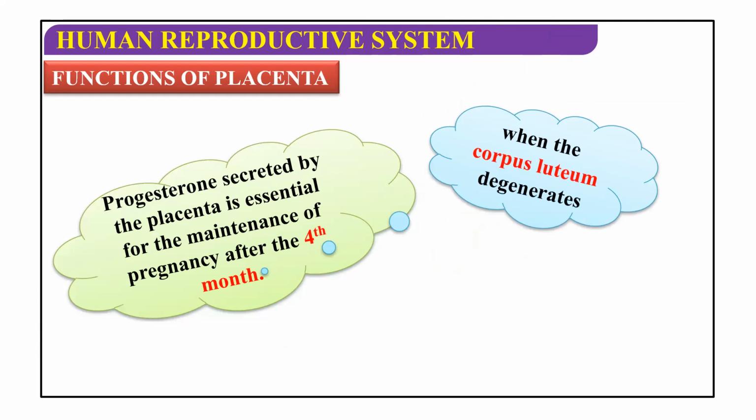Corpus luteum till 3 months. Already we did this. Till 3 months, corpus luteum will provide progesterone. After 3 months, placenta is developed. So 4th month onward, progesterone will be secreted by placenta.